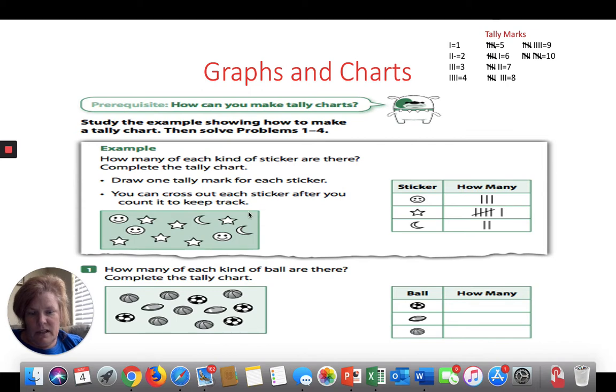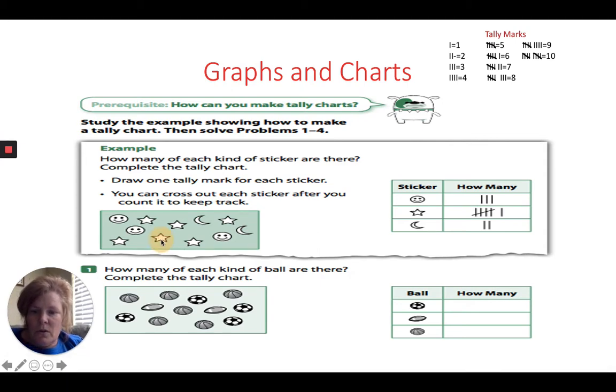Now this is our example. It reads, how many of each kind of sticker are there? Complete the tally chart. So you look over here and you see we have 1, 2, 3. 3 stickers. So they put 1, 2, 3. Let's look at the stars. 1, 2, 3, 4, 5, 6. That's right. And moon, 1, 2. Then you can do the same down here with the basketballs, footballs, and just chart them.